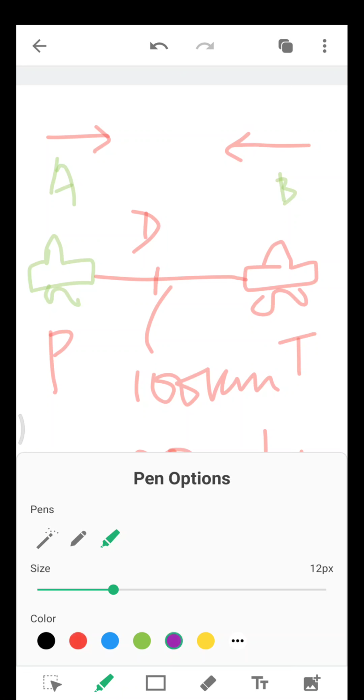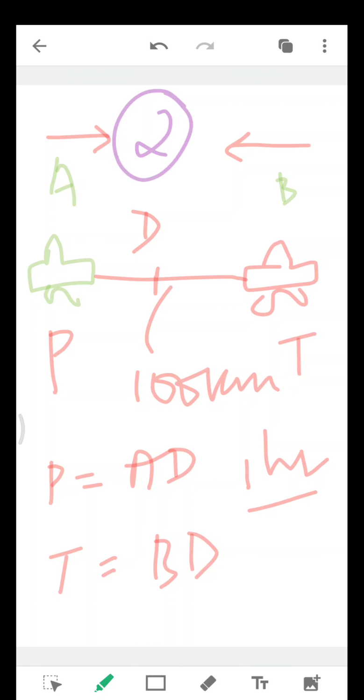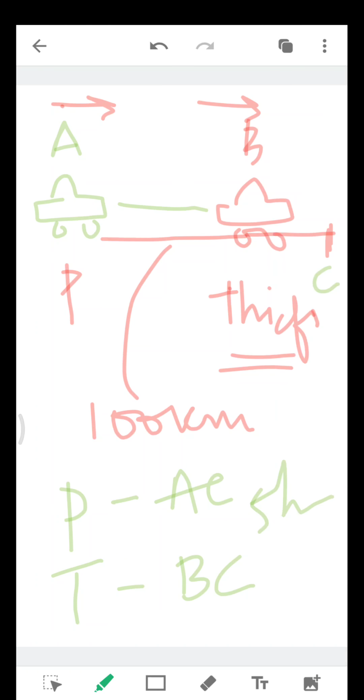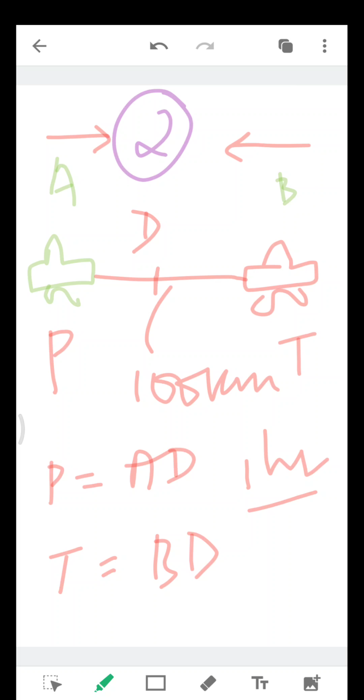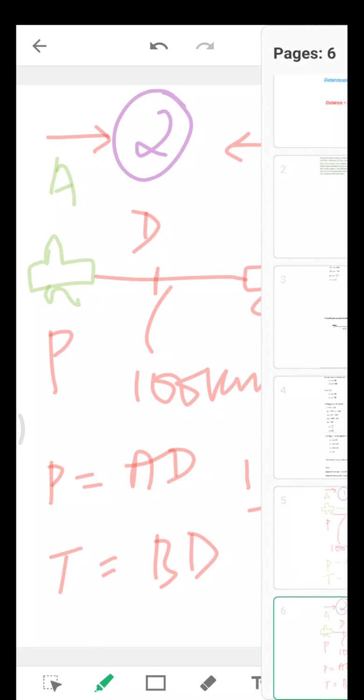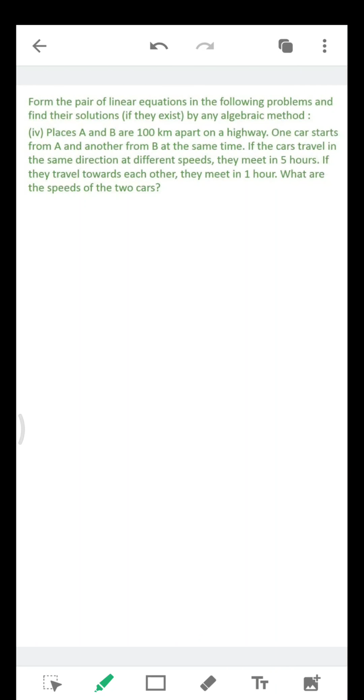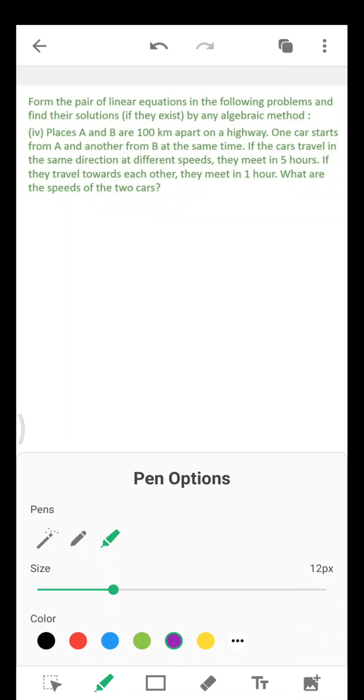Okay, so these are the two cases which we are going to see in detail. Hope the story is clear to you. First case, they were traveling in the same direction. Second case, they were traveling in opposite directions towards each other. Now coming to the question, let's see.